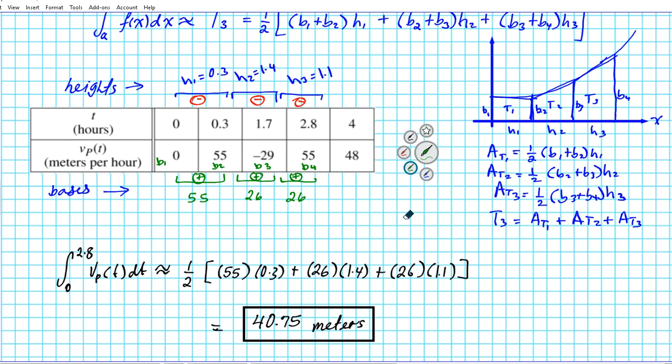There is position, which we'll do later on. There is distance, which we'll do later on, and there is displacement. Okay? Those are three formulas that many students often confuse. In this particular case, what we just found is the approximate displacement on the interval 0 to 2.8. Okay? So please do not forget the integral from a to b of v of t dt is equal to the displacement.